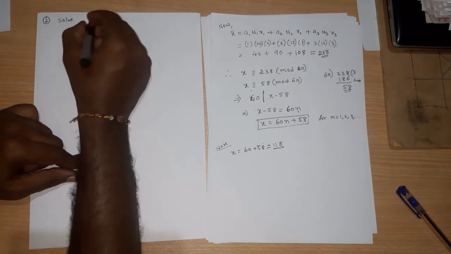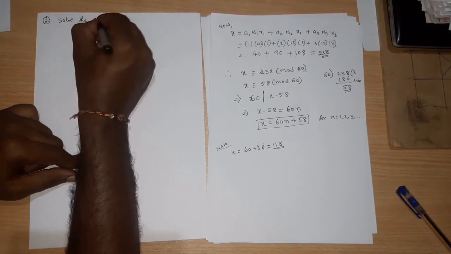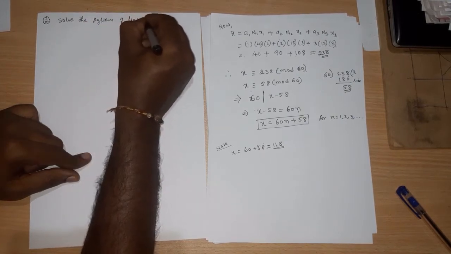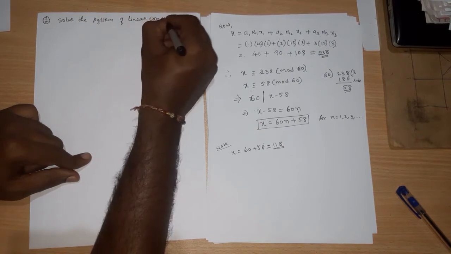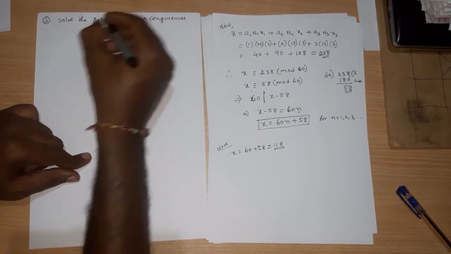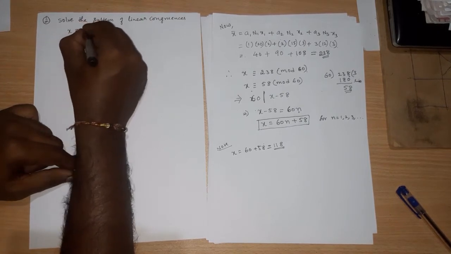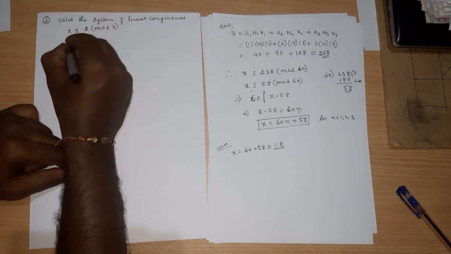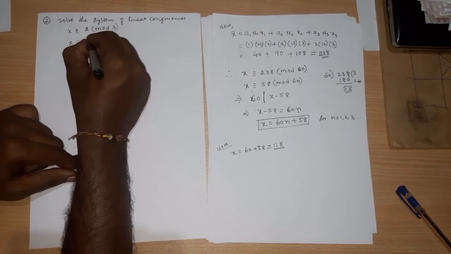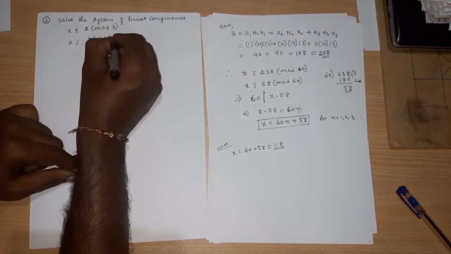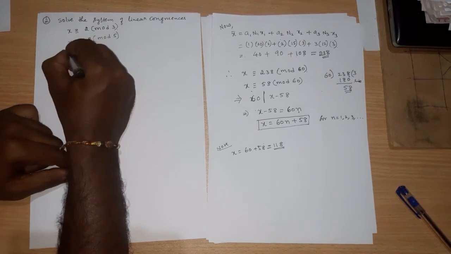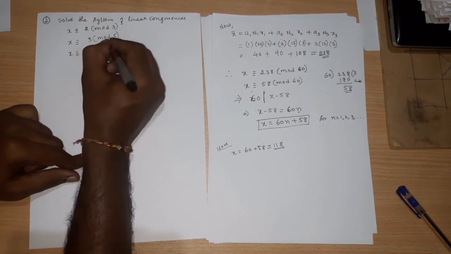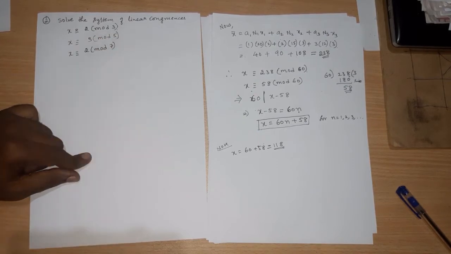Solve the system of linear congruences. So x is congruent to 2 mod 3, x is congruent to 3 mod 5, x is congruent to 2 mod 7.